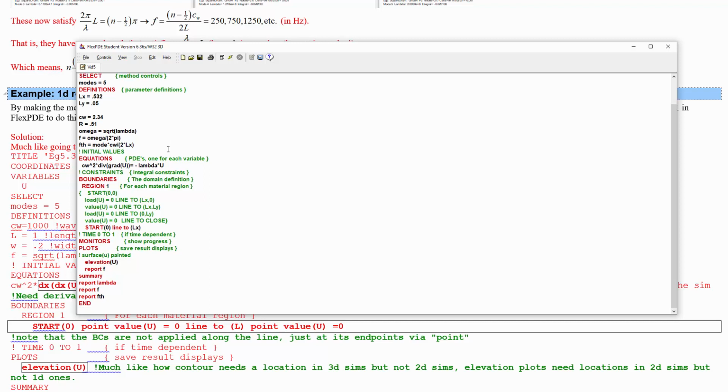The other thing that we're going to need to do is set the boundary. So a boundary in one dimension is just the left endpoint and then the right endpoint. Those are the only boundaries.